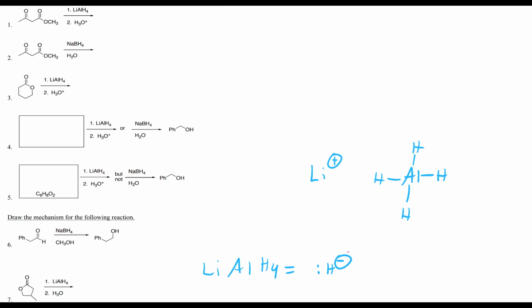But how do we generate this? How do we make that? Well, aluminum is actually less electronegative than hydrogen. So when this bond breaks, the electrons are going to go towards the hydrogen, thus making an H negative. The same thing can be said for sodium borohydride. You can literally just replace lithium with sodium and aluminum with boron, and you would have the same idea. So let's get into more detail about what you can do with it and how you can apply it to some problems.